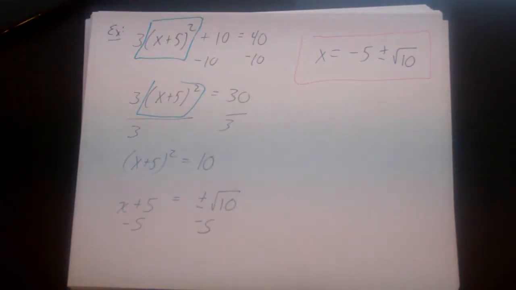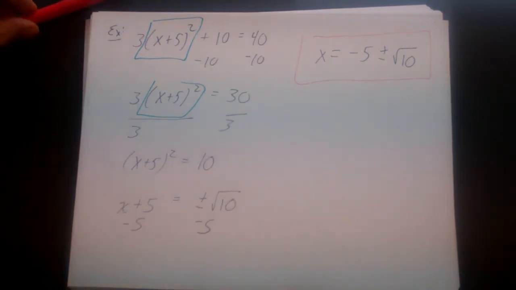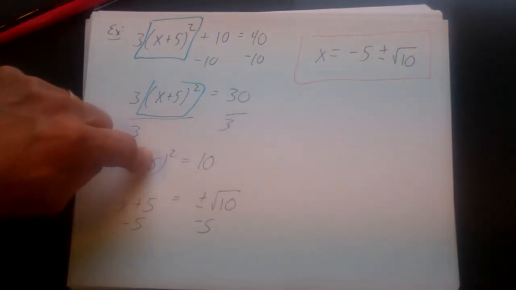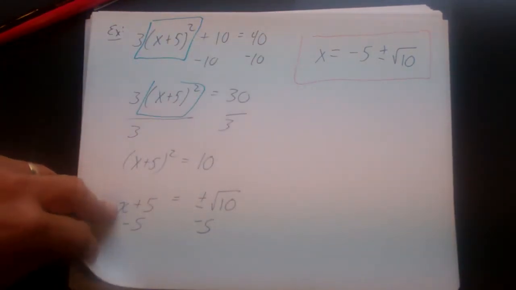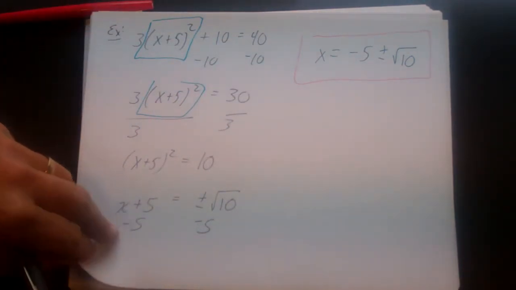So the trick to this problem is that though you start with a problem that looks substantially harder than the others, it actually isn't. You simply put a box around the squared term, isolate it, then take the square root of both sides, never forgetting your plus or minus. Let's look at another example here.